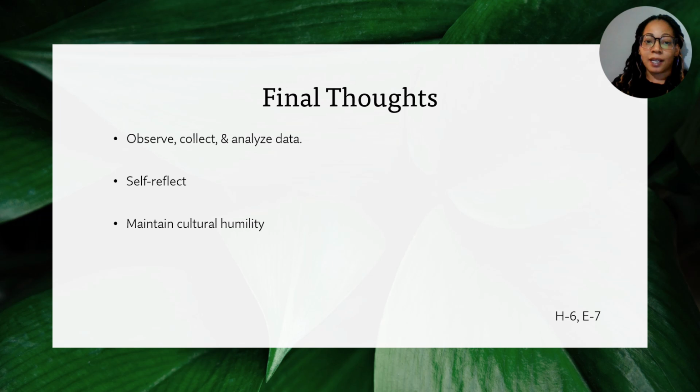Wrapping up with the last two BACB task list items, H6 and E7. H6 states: monitor client progress and treatment integrity. Each intervention should be personalized for that patient. To ensure effectiveness, data must be collected and adjusted to meet the patient's needs. We must observe, collect, and analyze the data in order to provide an effective treatment for the patient.